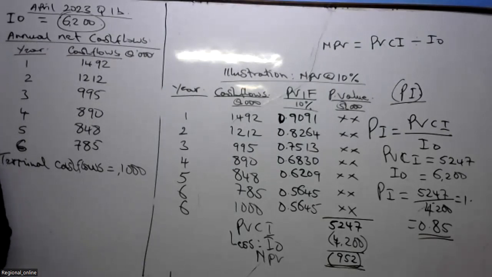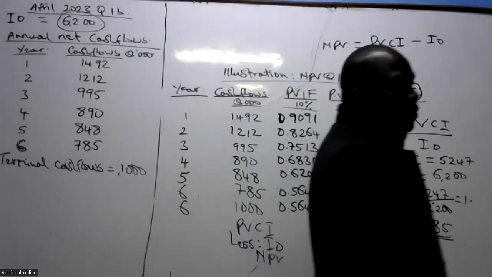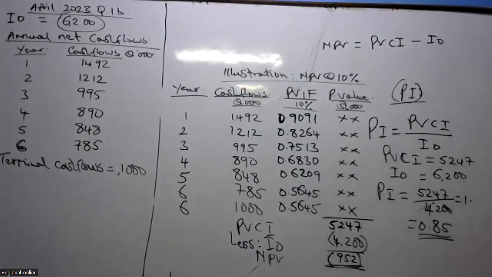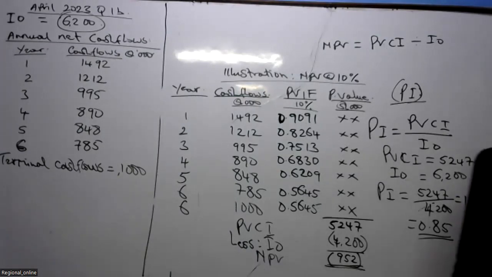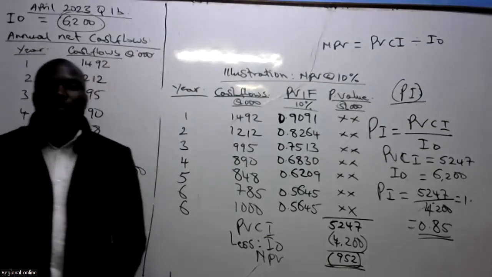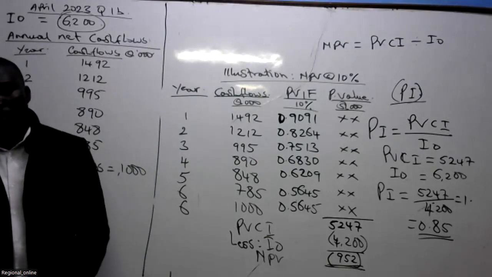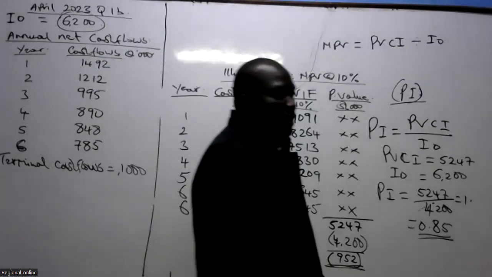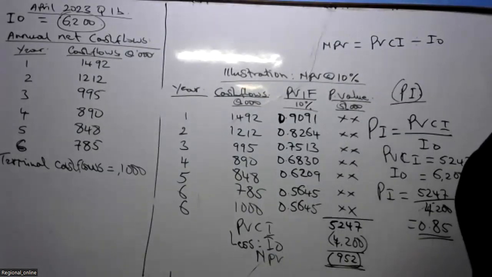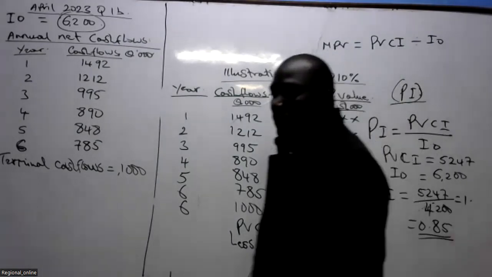Then finally you say, a project whose PI equals 1 may be accepted. Its NPV would be 0, and its IRR would be equal to the cost of capital.